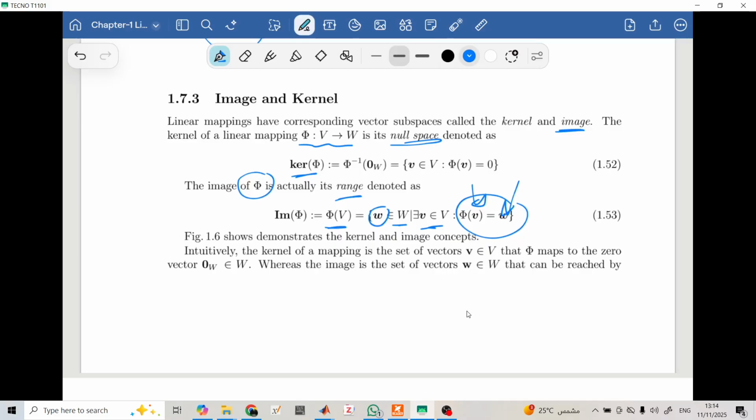Which input will give you the all zero vector? Okay, so in matrix format, when we talk about matrices, the image is the column space of the matrix and the kernel is the null space of the matrix.